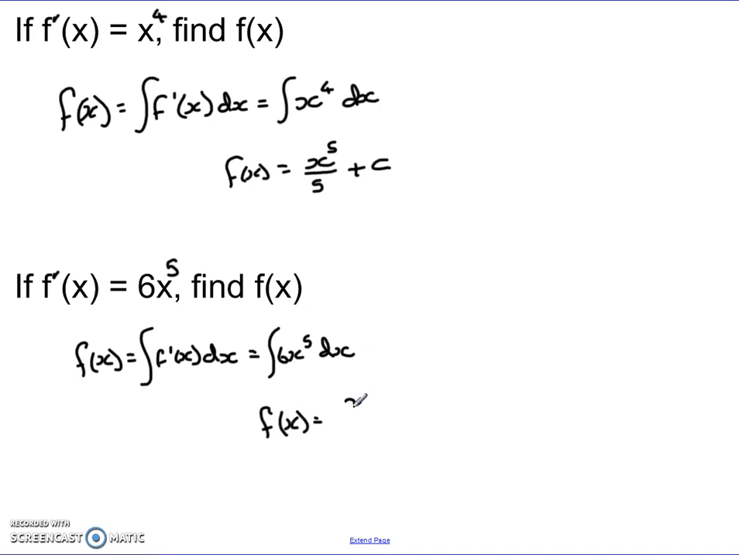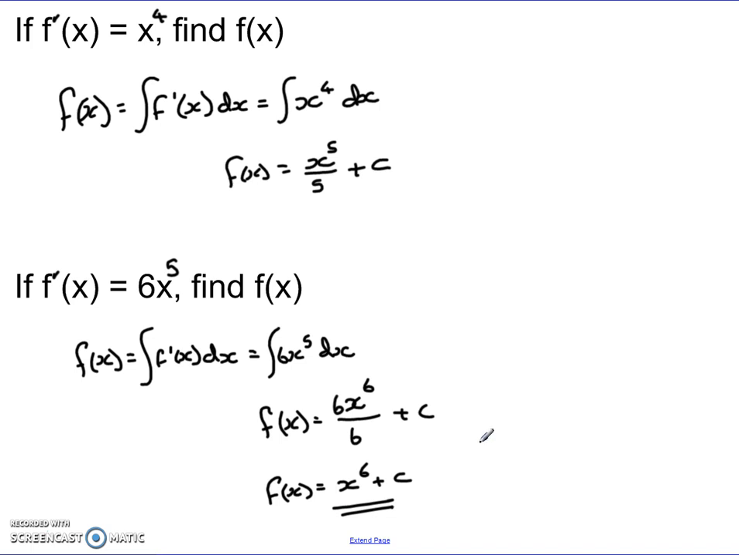So we start by putting our x and raising the power, so it becomes to the power of 6, and we divide by this new power, but we have to make sure we put the coefficient in front. So it's actually 6x to the power of 6 divided by 6, and then plus c, plus our constant of integration. We then simplify if we can. Well, 6x to 6 divided by 6, 6 divided by 6 is 1. That just gives me x to the power of 6 plus c, my constant of integration.